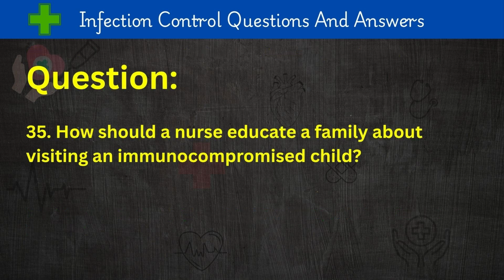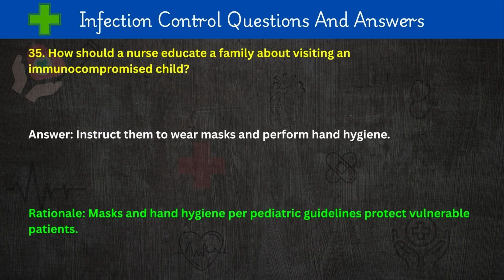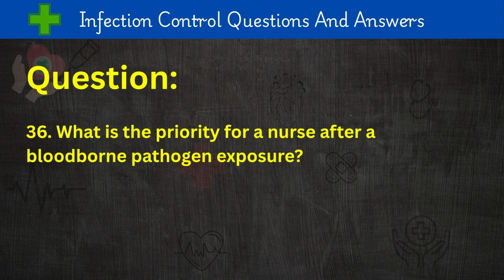35. How should a nurse educate a family about visiting an immunocompromised child? Answer: instruct them to wear masks and perform hand hygiene. Rationale: masks and hand hygiene per pediatric guidelines protect vulnerable patients.